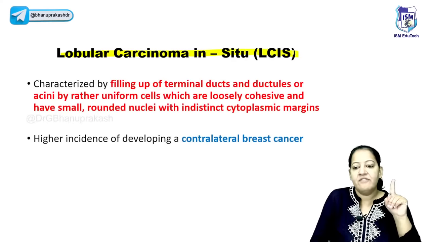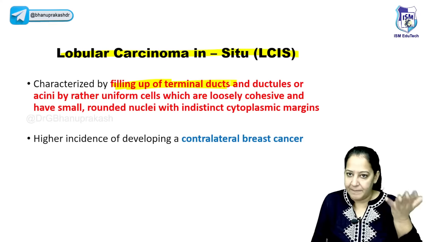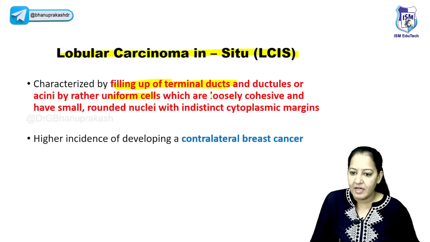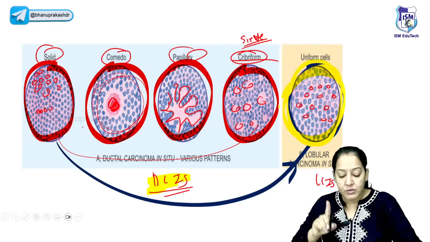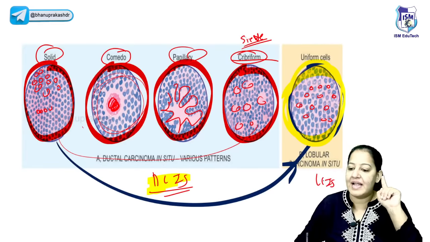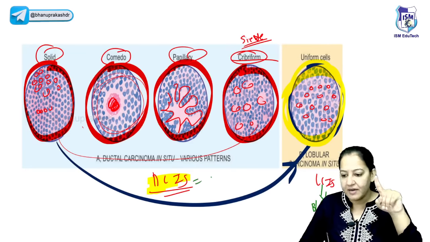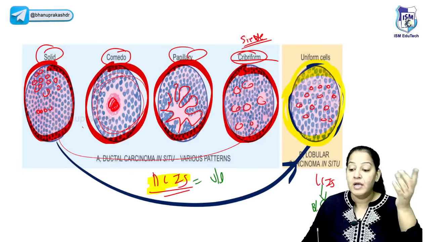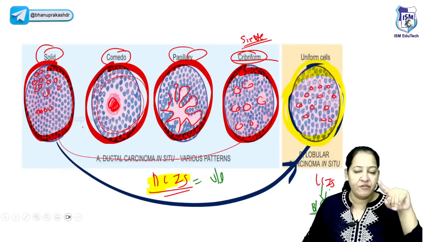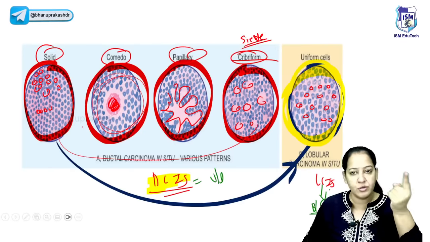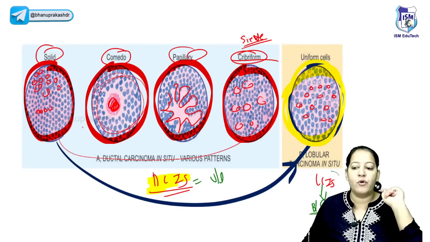In LCIS, we have only one type. It is completely filling the terminal ducts and all the appendages, 3 to 5 terminal ducts. The cells are uniform and loosely arranged. That is the cohesive type. There is one more unique thing in LCIS. LCIS usually occurs in bilateral breast. DCIS occurs unilaterally only, either left side or right side. But whenever you find LCIS, always check the opposite breast of the female. If you are finding LCIS in the right breast, look for the left breast also. If you are finding LCIS in the left breast, look for the right breast. So always look for the opposite breast also for LCIS.